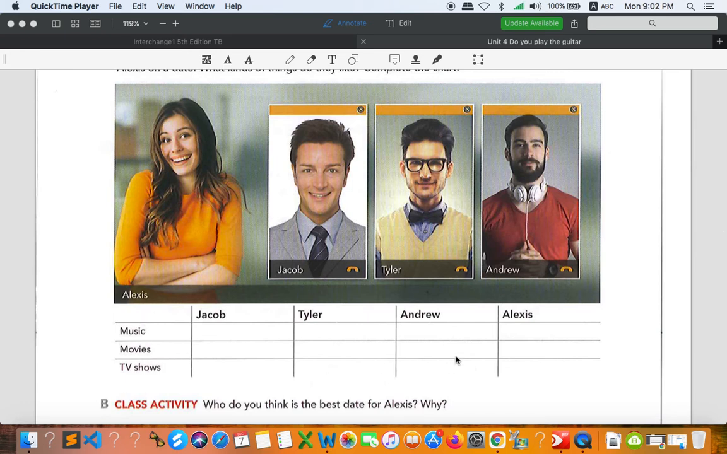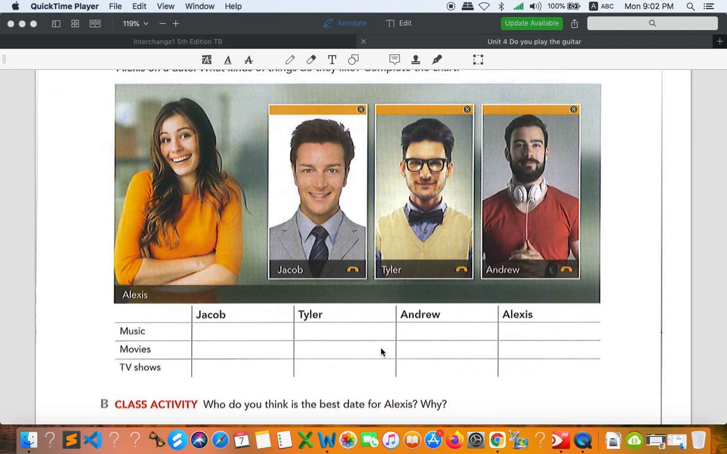Okay, for example, Alexis might ask the question about music. What kind of music do you like, Jacob? And then Jacob probably says something, Taylor, Andrew. Okay, so your job is to listen and find out about these questions and write down the answer right here. And you can guess in part B, who do you think is the best date for Alexis? So it means that you need to find similar information related to Alexis. For example, Jacob, music, probably classical, Taylor, jazz, Andrew is rap, and then Alexis maybe pop.